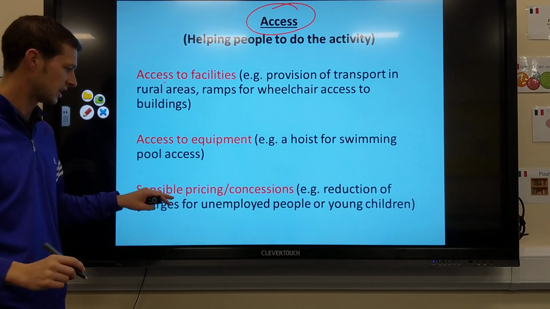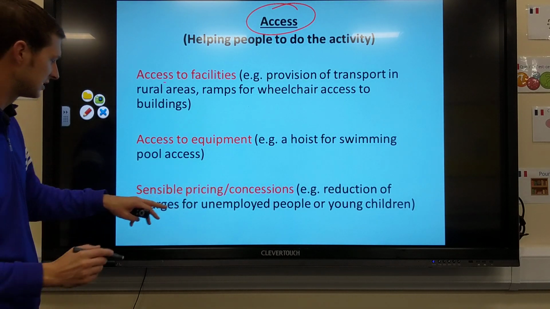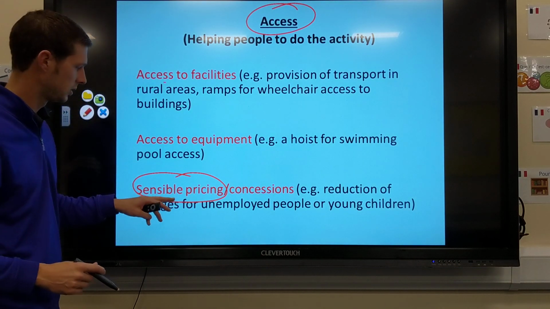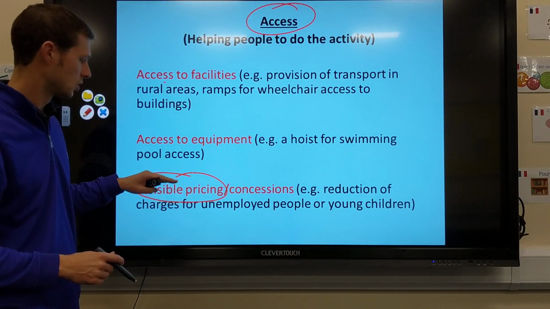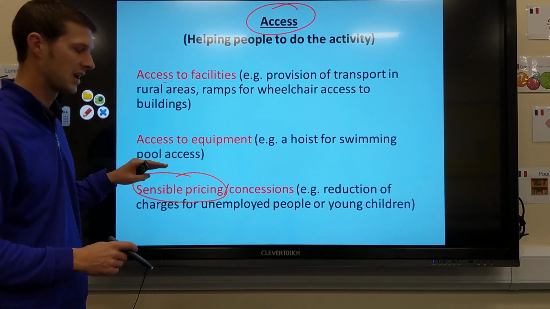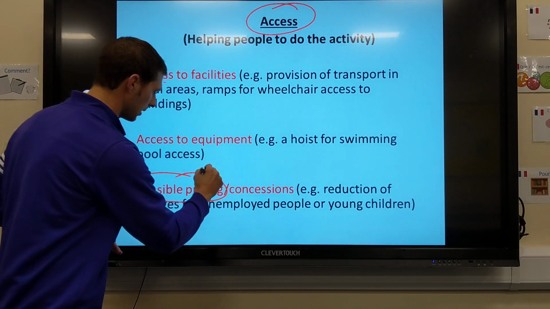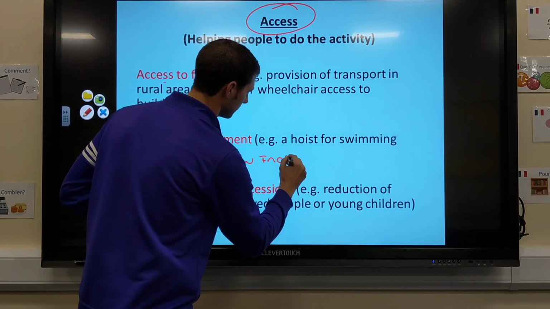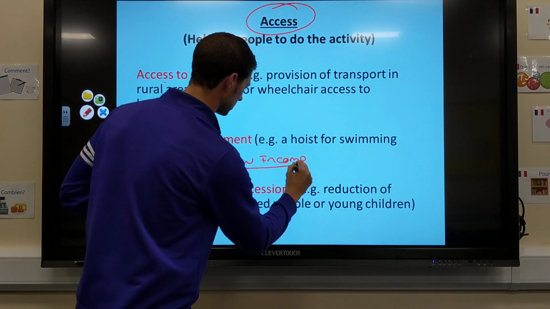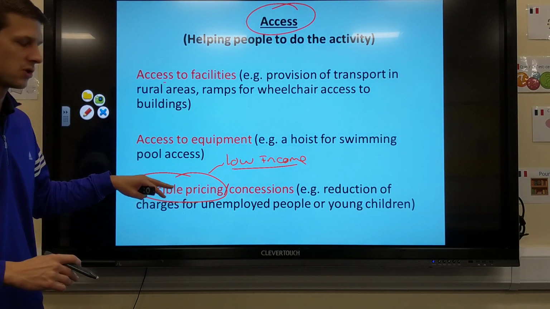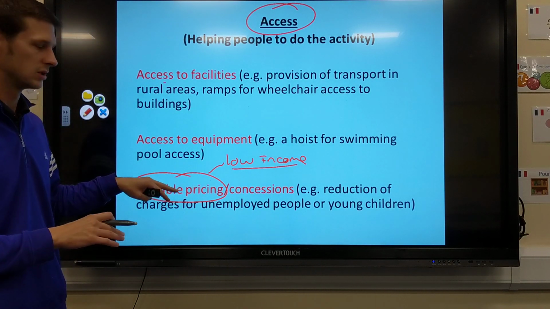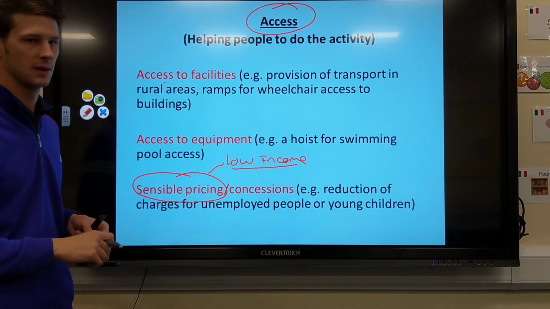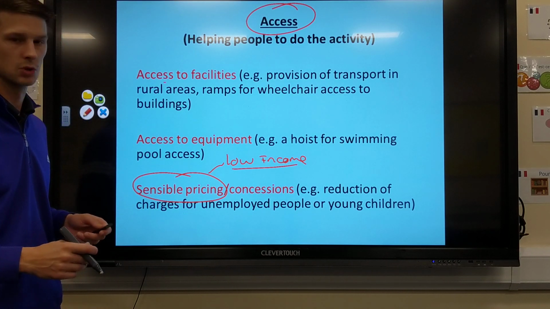And the last one we've got is sensible pricing and concessions. This is really targeting loads of different user groups. So you think about the unemployed, you think about teenagers, you think about people that are retired with a lack of income, so low income. Anyone with low income. So that's who they're looking at. So they might have pricing reductions, so reducing costs to target those people to try and make them access some sort of exercise.